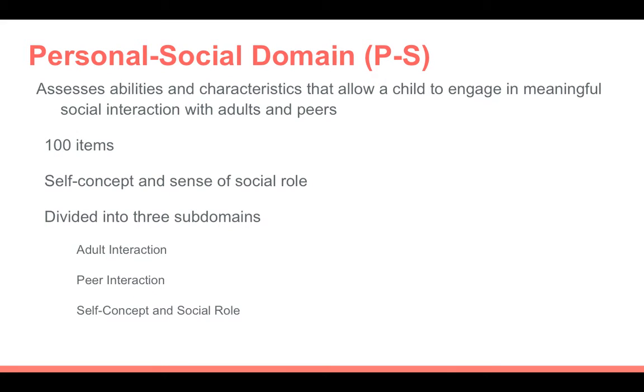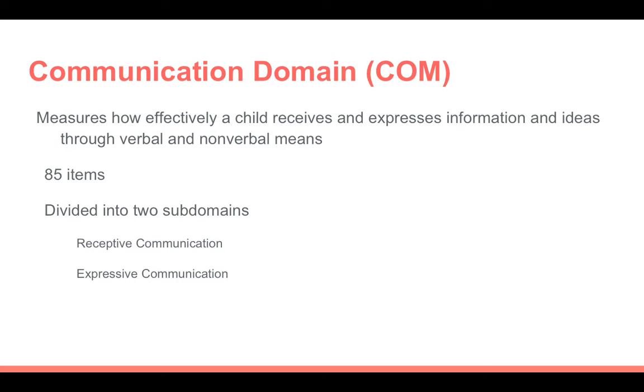The personal-social domain looks at the child's social skills and their social interactions with adults as well as peers, and there are 100 items assessed in this domain. It's divided into 3 subdomains, which are adult interaction, peer interaction, and self-concept and social role. Examples of skills evaluated are cooperating in group activities, greeting familiar adults spontaneously, or stating his or her first and last names.